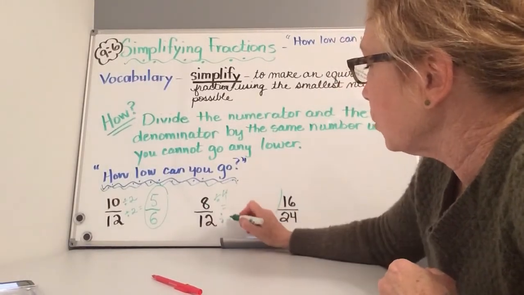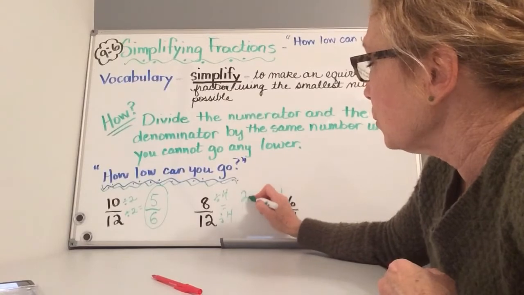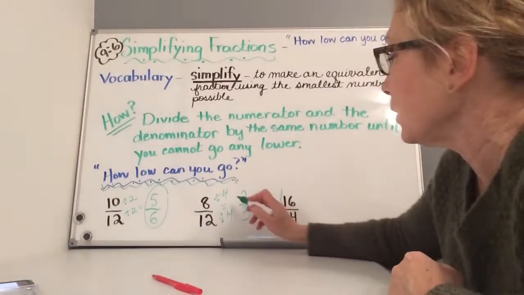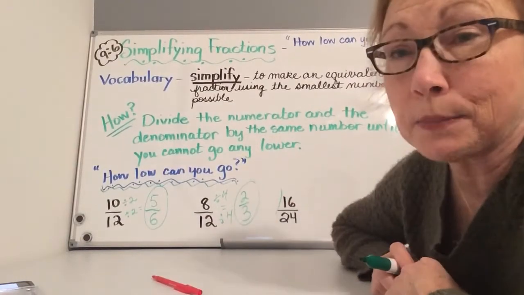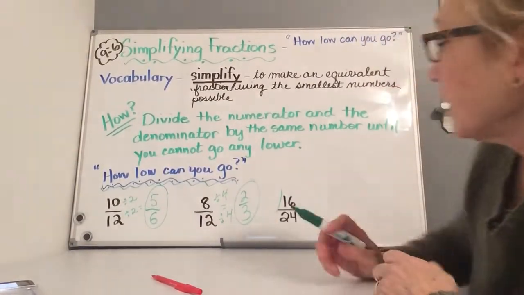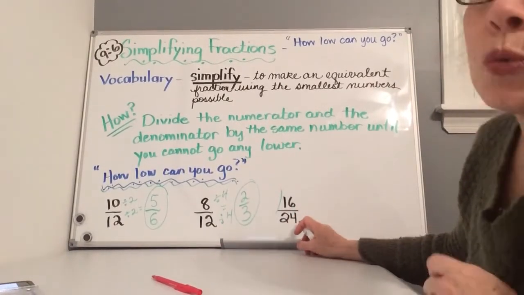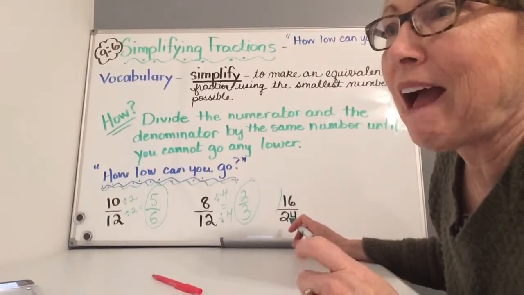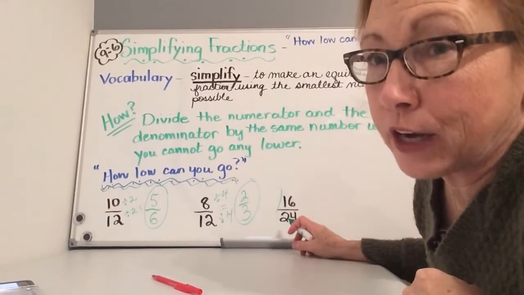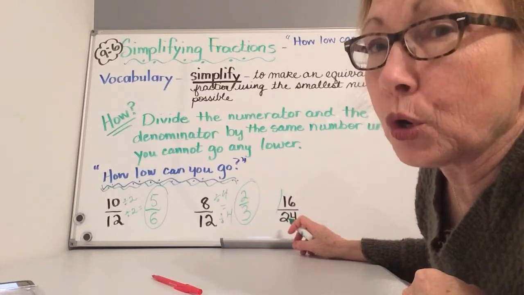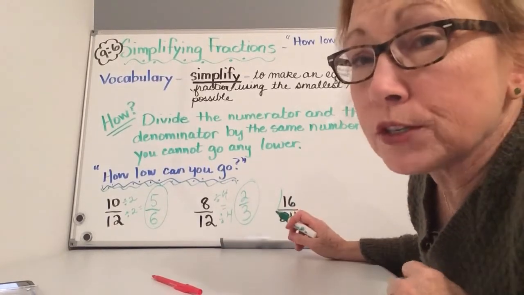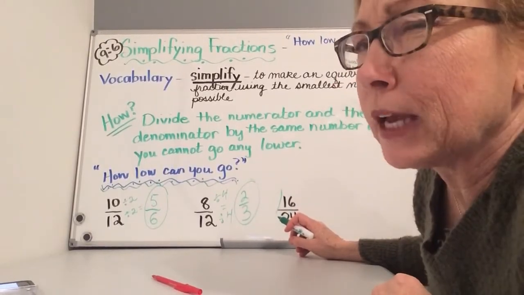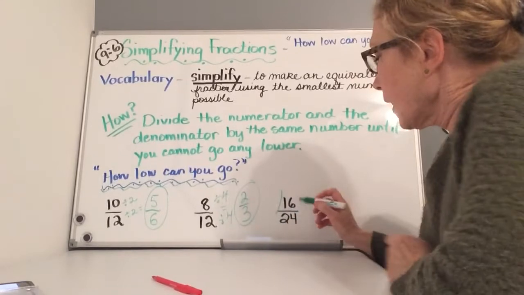8 divided by 4 is 2. And 12 divided by 4 is 3. So you can see we get our 2/3 in 1 step that way. All right? Here we have 16/24. This one might be a good opportunity to look for that greatest common factor to help us get to our answer quicker. But then again, if you want to start with 2, you'll get there eventually. I'm going to look for my greatest common factor here to make my life a little bit easier, okay?